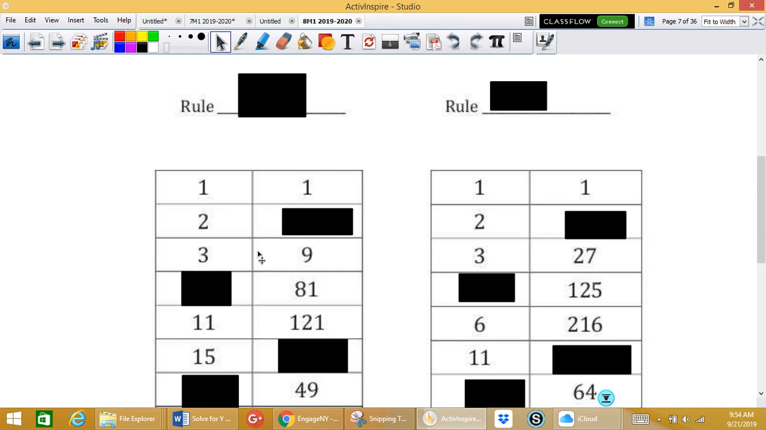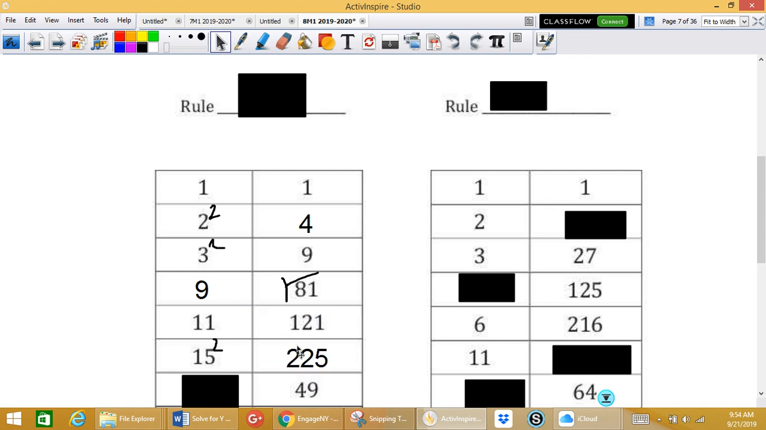So if I want to go from 1 and still get 1, that could be anything. But 3 times what gets me 9? That's going to be 3 squared to get me 9. So then 2 squared is 4. So then I got to find the square root of 81, which is 9. 15 squared is going to be 225.